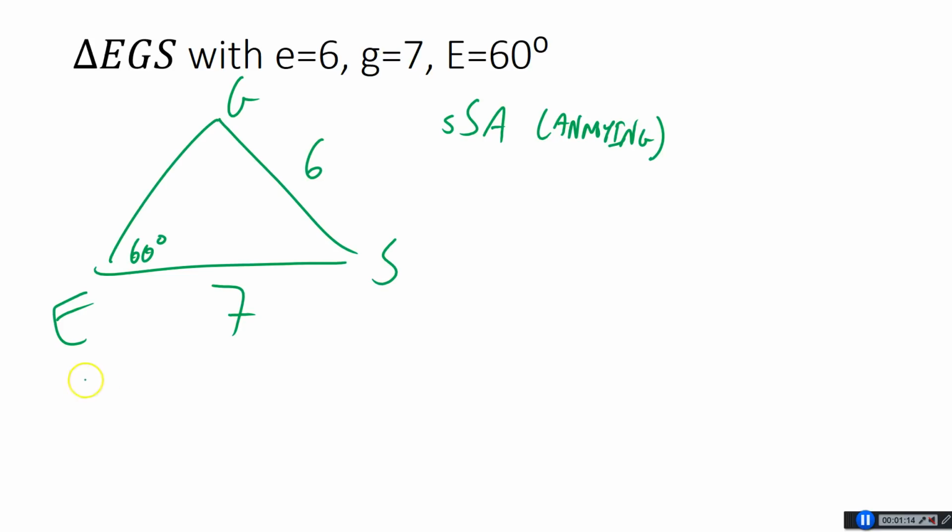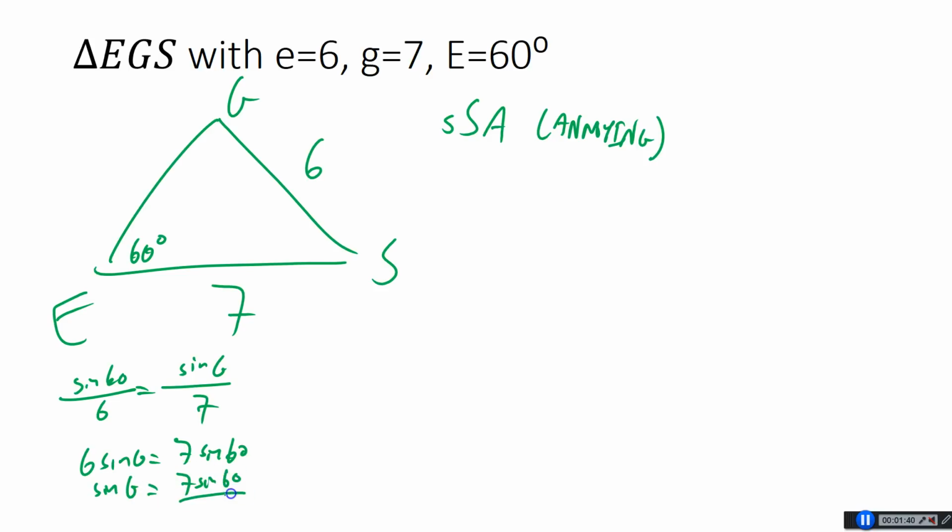So let's set up our law of sines here. We'll have sine of 60 divided by 6 is equal to, I guess we got to use sine of G over 7. Okay, so now if we cross multiply, we have 6 sine of G is equal to 7 sine 60. Now we can just divide by 6. So we have sine of angle G is equal to 7 sine 60 over 6.